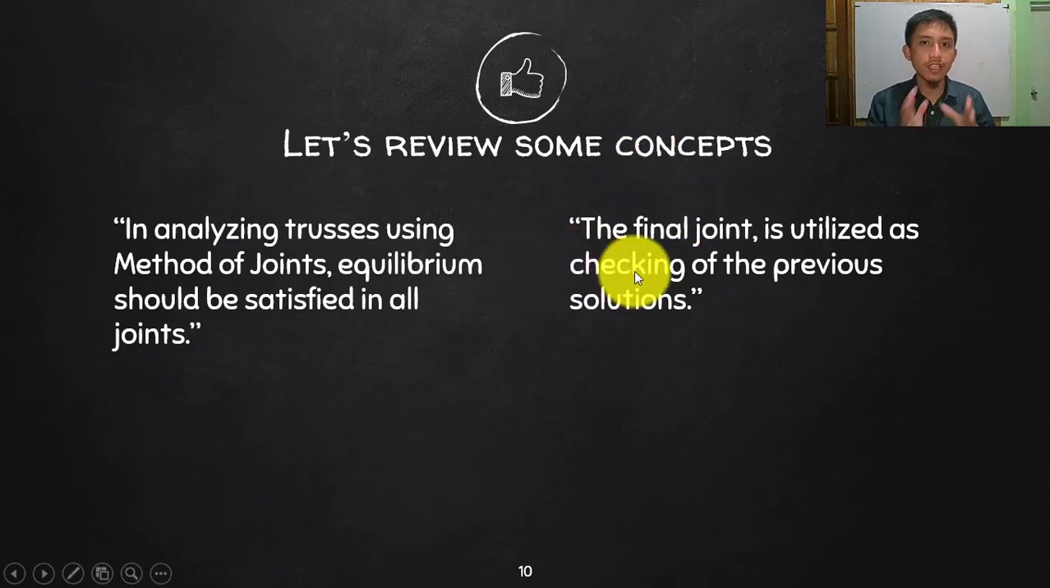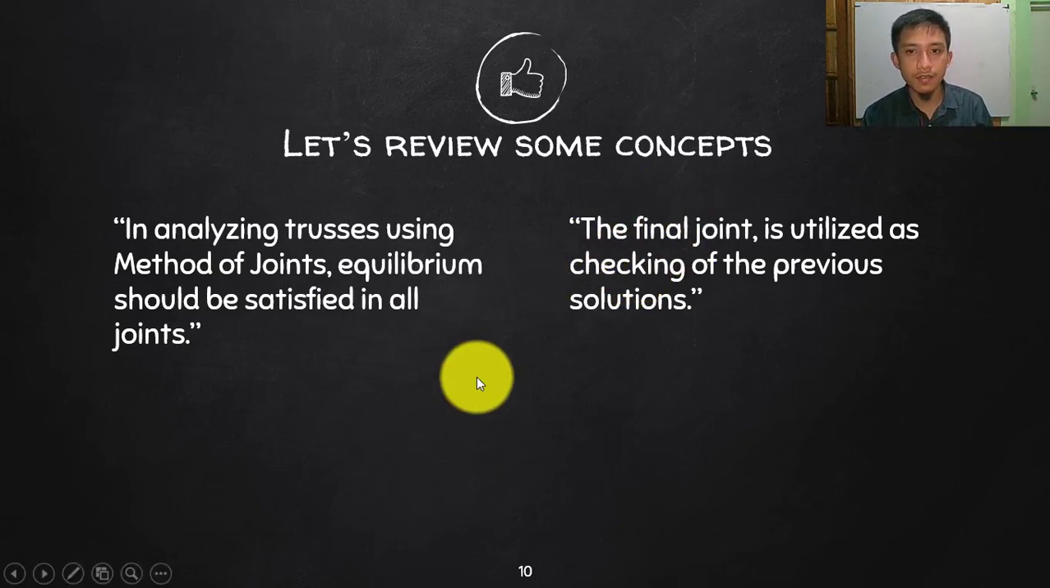The only challenge in this method is that if there will be a lot of joints, then there will be a lot of solutions. But that is simple: only summation horizontal, summation vertical. Okay, so that is for this unit.